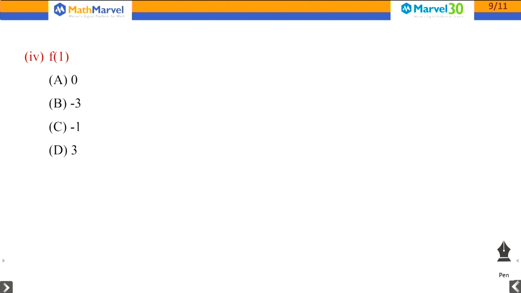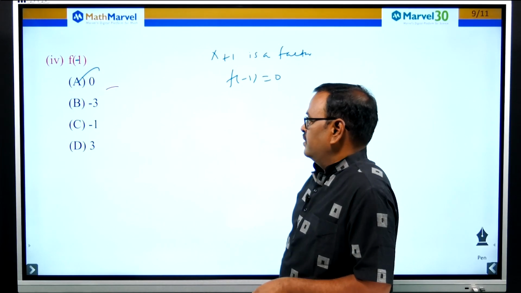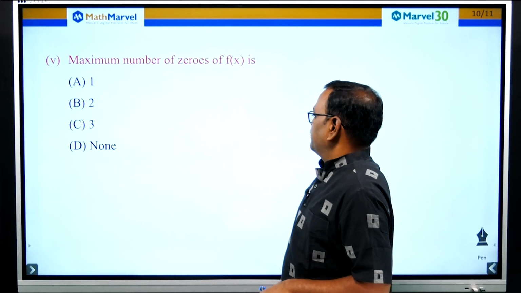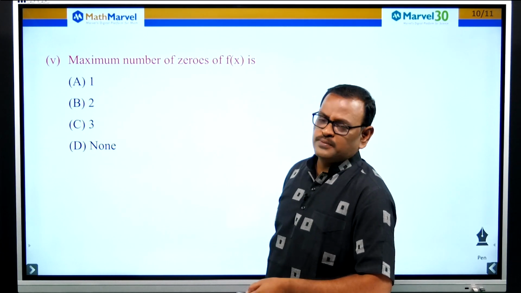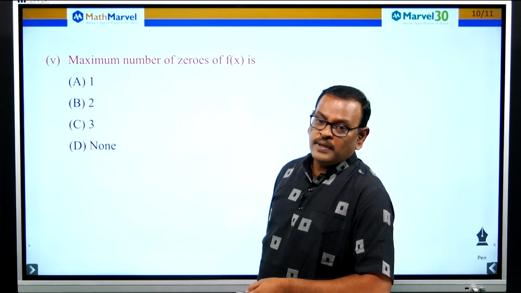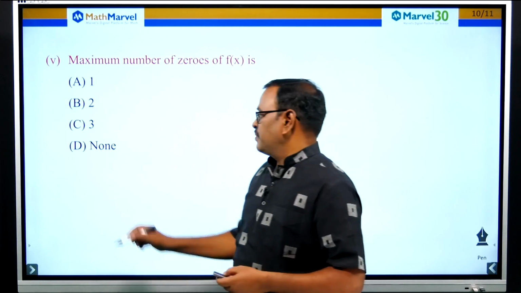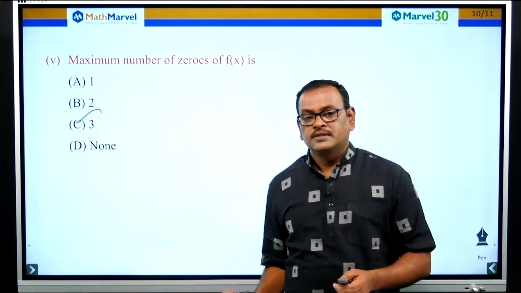Actually, this is f of minus 1. Yes, x plus 1 is a factor. Therefore, by factor theorem, f of minus 1 equal to 0. Option A. Last, maximum number of zeros of f of x is 1, 2, 3. How many zeros? Maximum possible zeros. Because it is a cubic polynomial, the maximum number of zeros is 3.